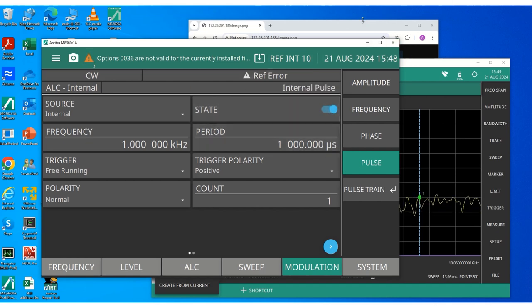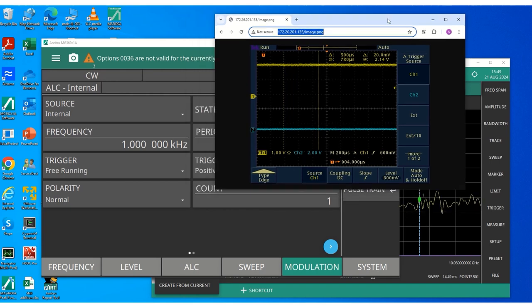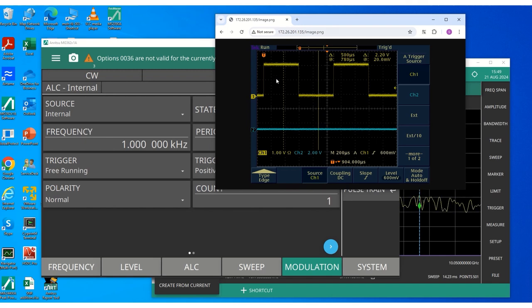And when you enable the pulse modulation, let's go back to the oscilloscope and check what waveform we see. There you go. So you have your pulse with 50% duty cycle. This is 500 microseconds of the pulse width, or the on period, and then overall is 1 millisecond. The pulse repetition period is 1 millisecond, or 1000 microseconds.